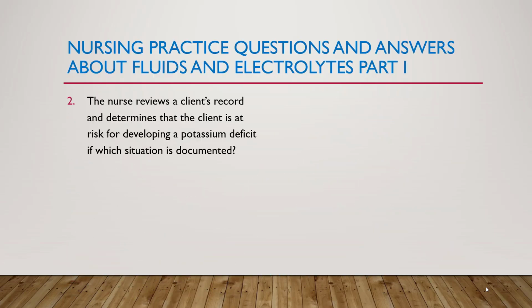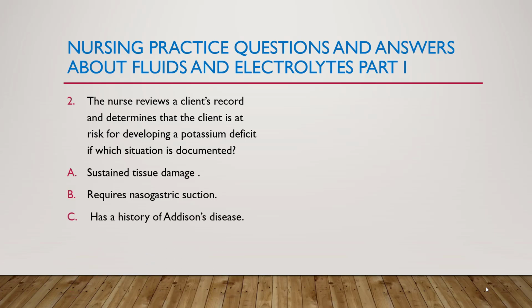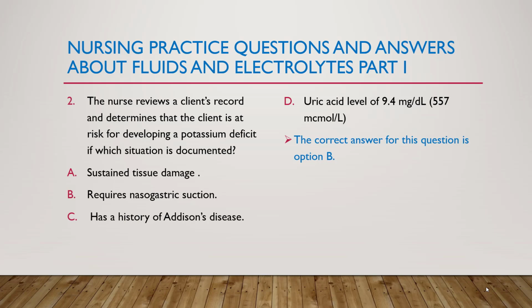The nurse reviews a client's record and determines that the client is at risk for developing a potassium deficit if which situation is documented. So these are the options. Option A, sustained tissue damage. Option B, requires nasogastric suctioning. Option C, has a history of Addison's disease. Option D, uric acid level of 9.4. The correct answer for this question is option B, requires nasogastric suctioning.